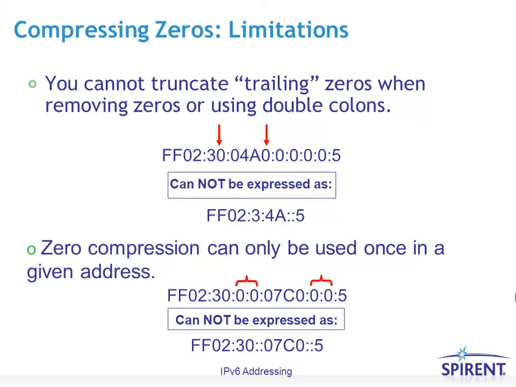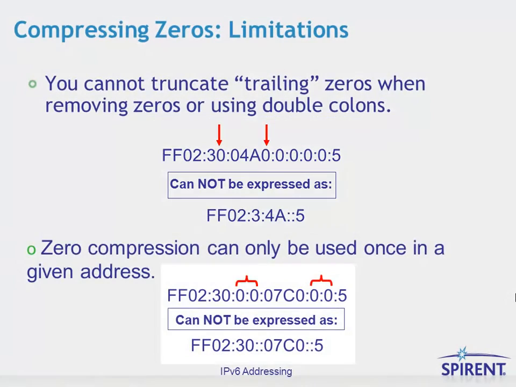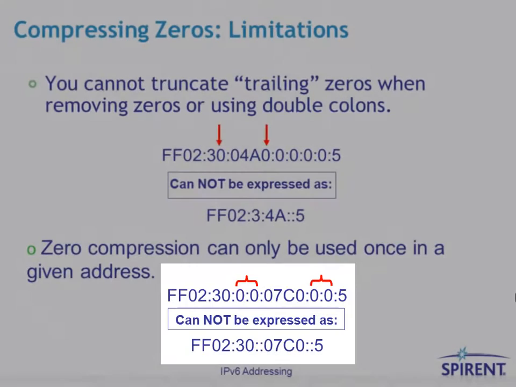It may not be obvious, but there are certain limitations to removing and compressing zeros because it becomes ambiguous as to what they actually started out to be. So trailing zeros within a 16-bit block cannot be removed. Also, compressing multiple 16-bit blocks of zeros using the double colon can only be performed once, and you'll see why on the next slide.